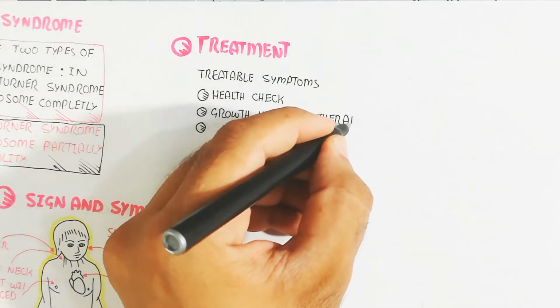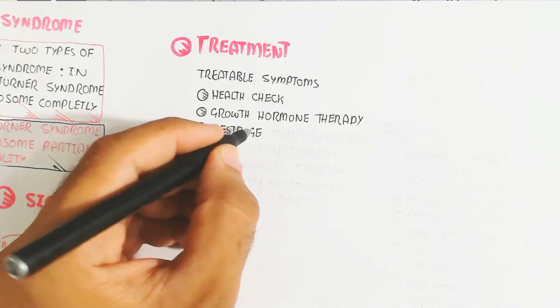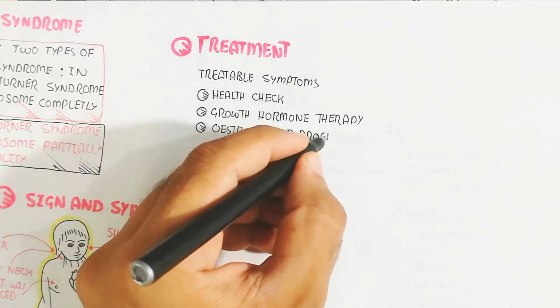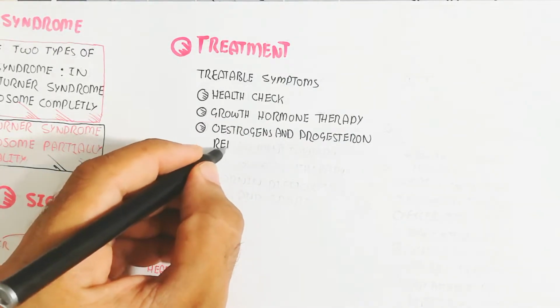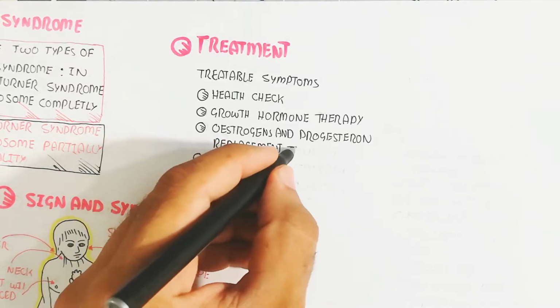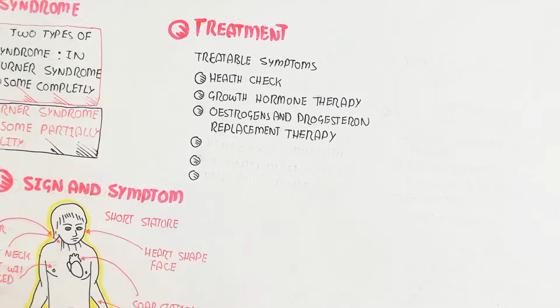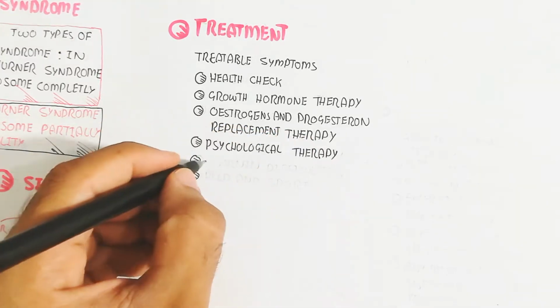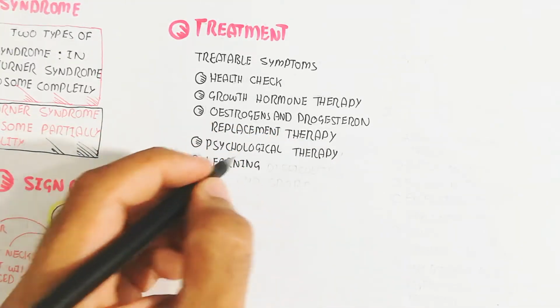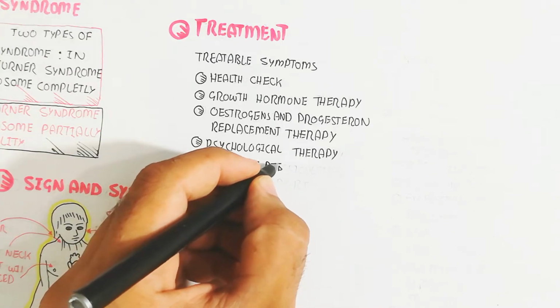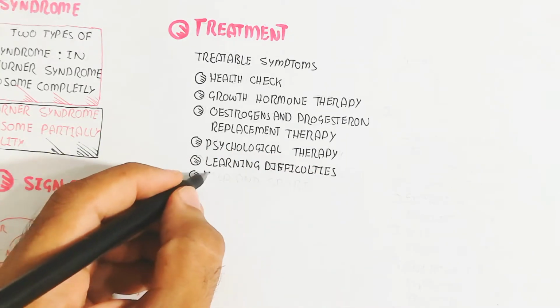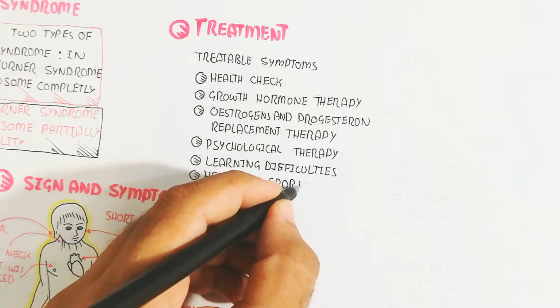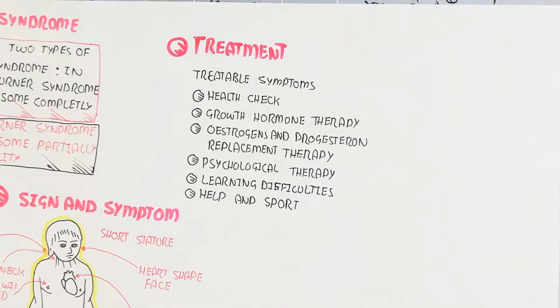So it can be a health check and basically growth hormone therapy, which is used for growth, and estrogen and progesterone replacement therapy and psychological therapy. Learning difficulty can be corrected with help and support, which will lead to a correct treatment process.